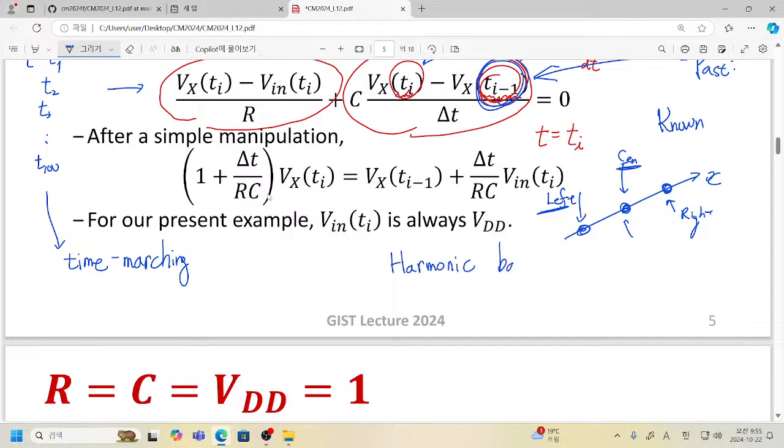search this keyword, harmonic balance. In this technique called harmonic balance, we even consider variables at different time instances and make a grand system.